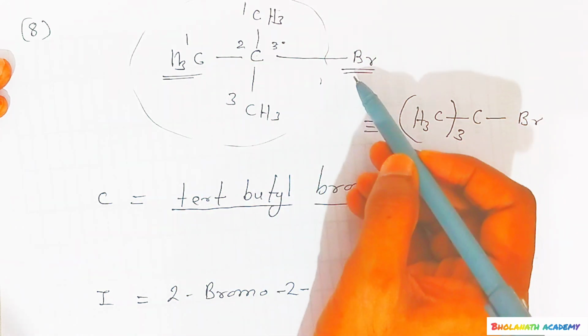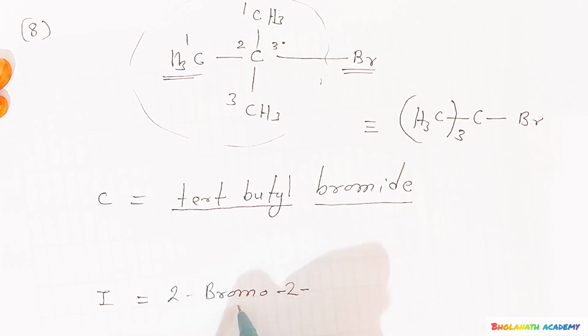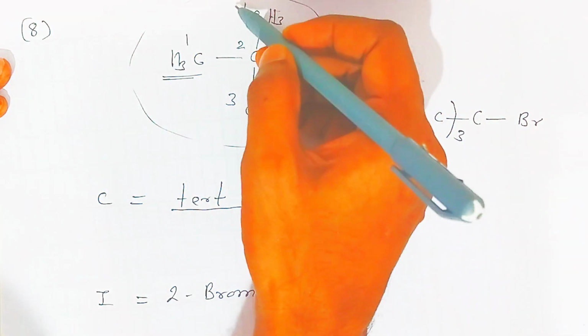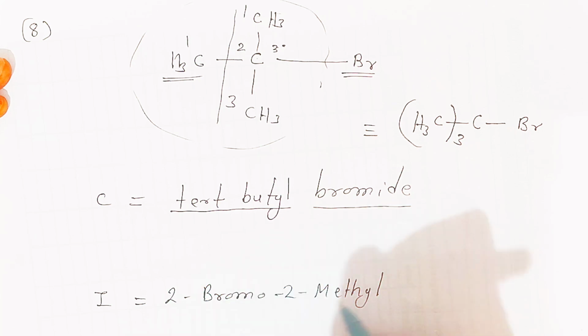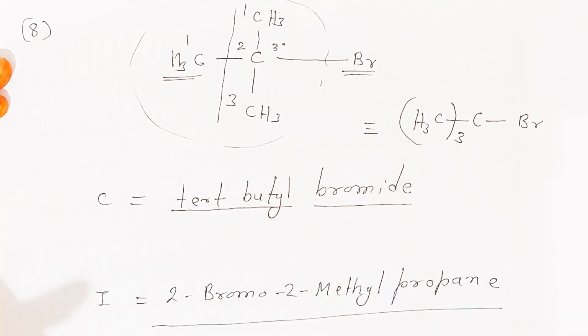So in alphabetical order, students, B is coming first, then M is coming. So we will write 2-bromo, 2-methyl, and then the longest chain is what? Carbon number 3, so we will write 2-bromo, 2-methyl propane. This is the one name of this, the IUPAC name, students.